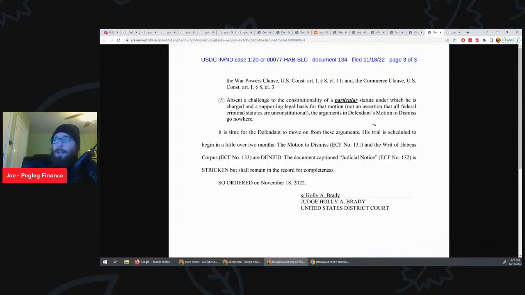The War Powers Clause, Constitution, Article 1, Section 8, Clause 11, and the Commerce Clause, U.S. Constitution, Article 1, Section 8, Clause 3. I would venture a guess that the vast majority of federal laws, and this isn't just criminal laws, but all laws, are passed under the Commerce Clause. Or at least there are more laws passed under the Commerce Clause, I would guess, than any other.